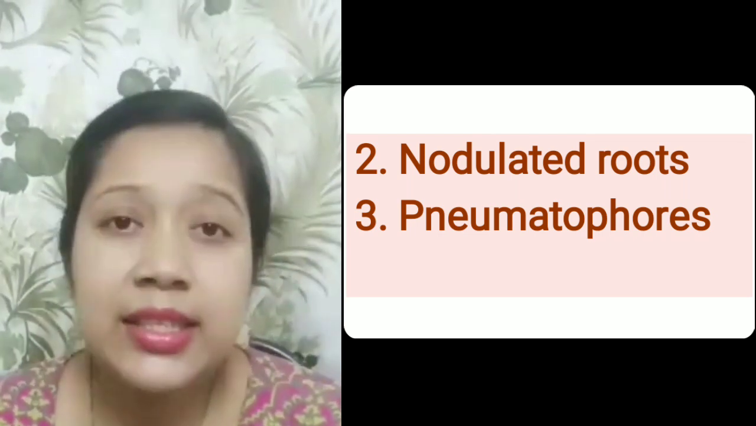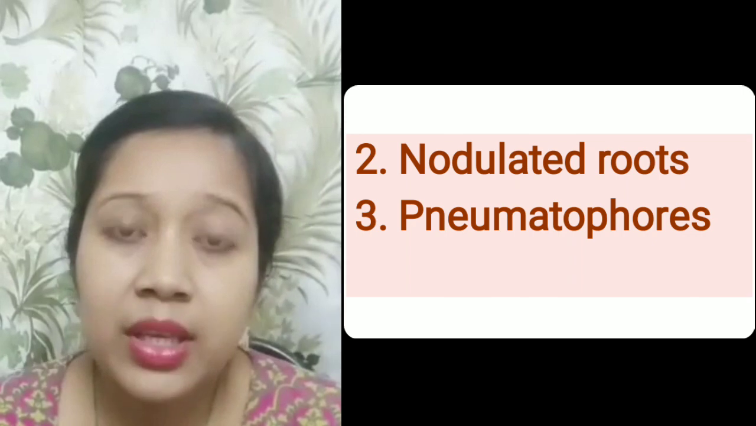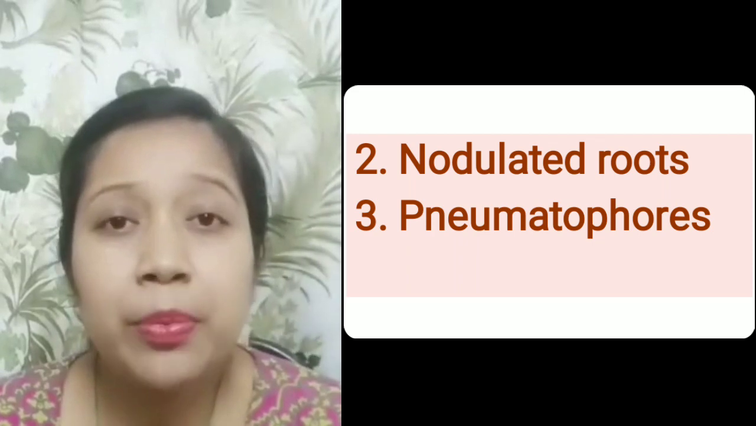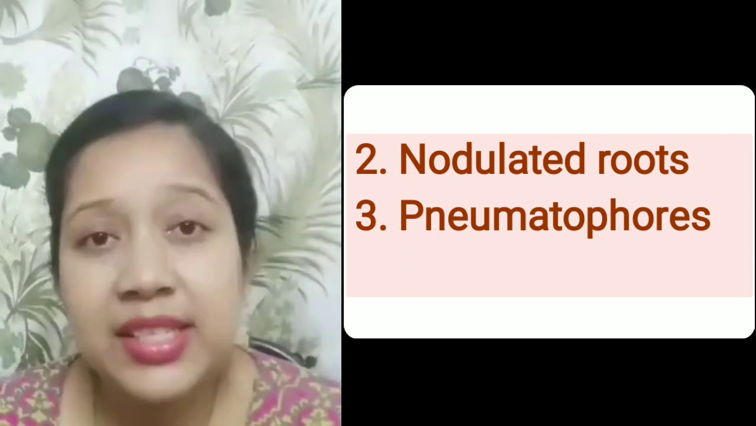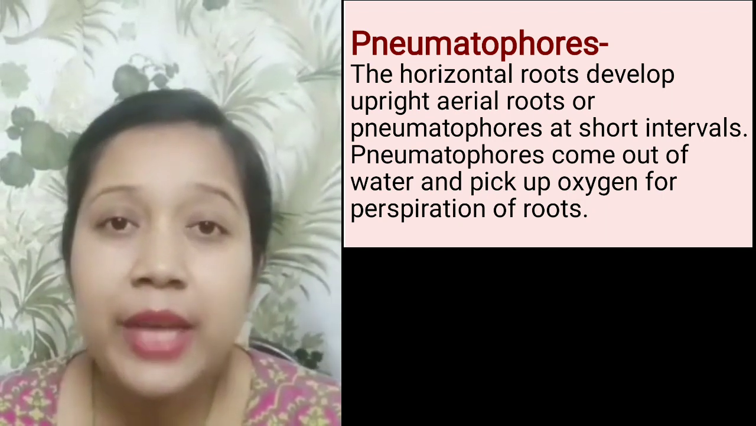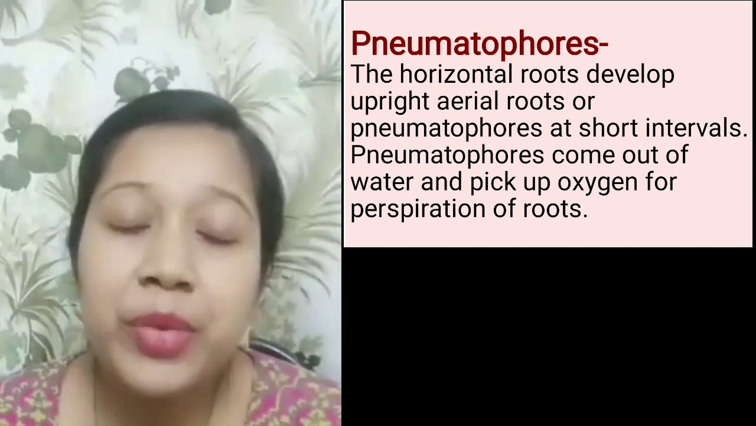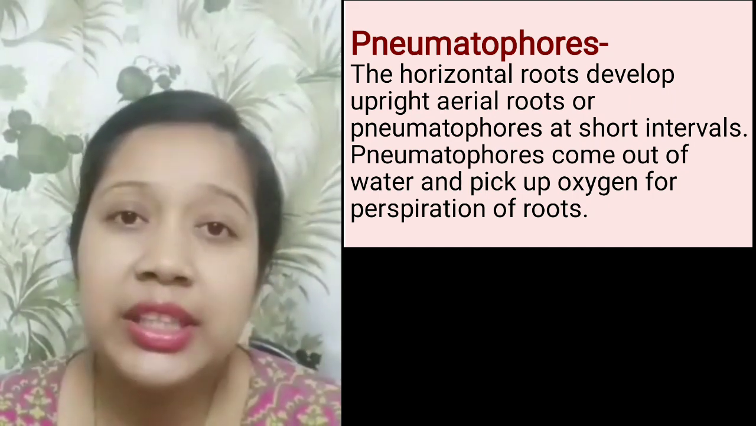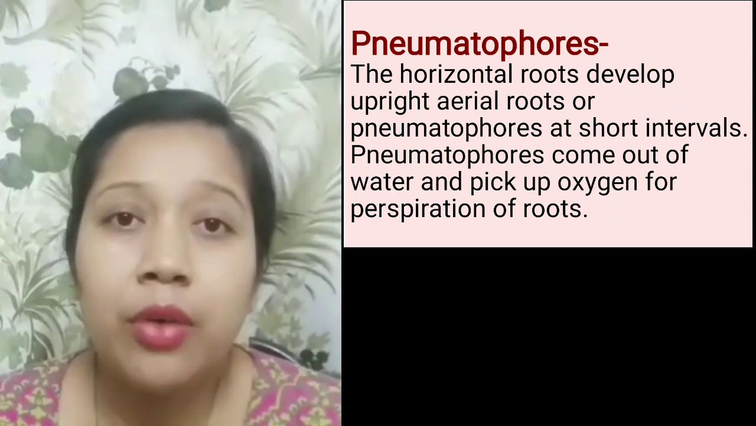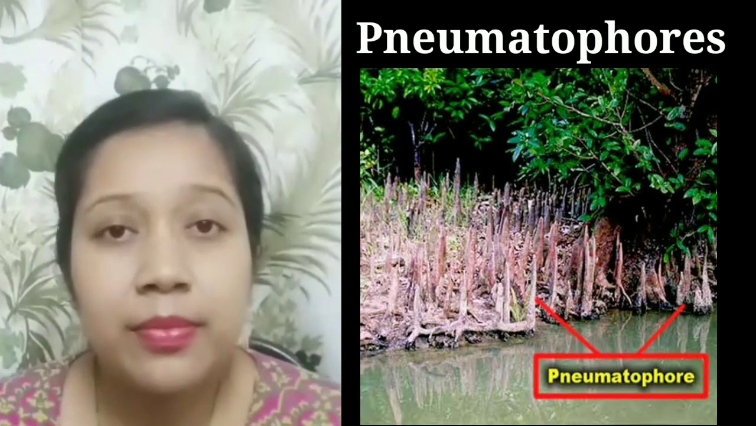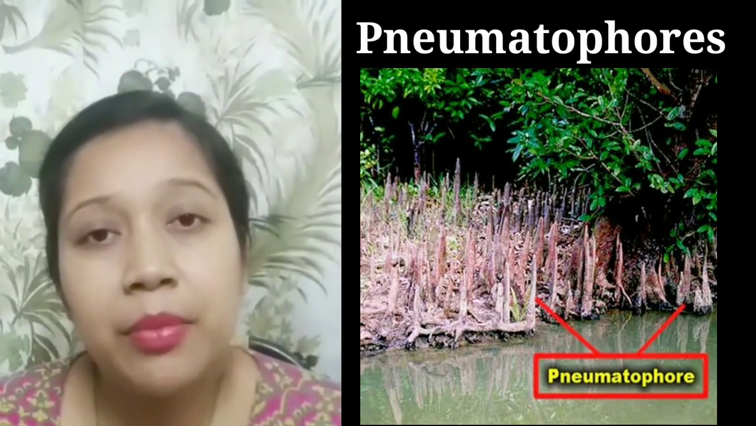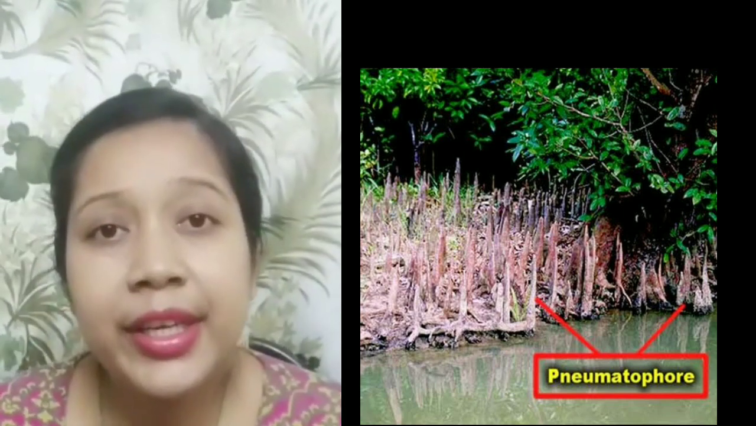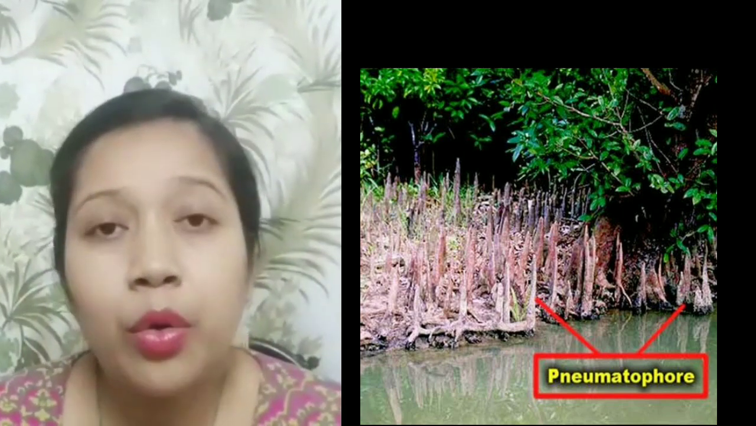A very important one is called pneumatophores. As I have said, some plants require their root system to take part in the process of exchange of gases, and such a type of root system is called pneumatophores. And these pneumatophores are found in the region of mangrove forest. Now what is a mangrove forest? Mangrove forests are those forests which are near the seas or oceans.